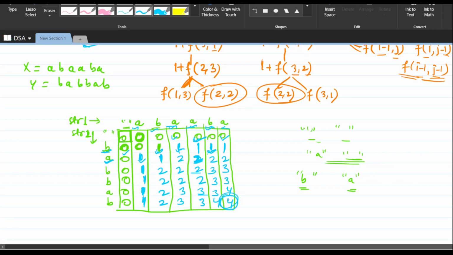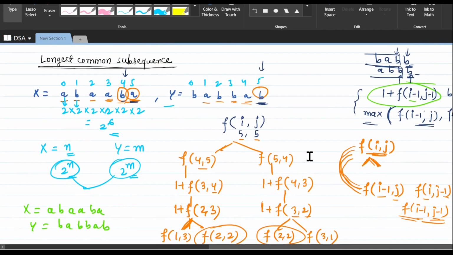So we have our answer here. Because this table represents that I have string 1 as a, b, a, b, a, and string 2 as b, a, b, b, a, b. And what is our longest common subsequence? So 4 will be our answer. Okay, I hope that you understood the concept.